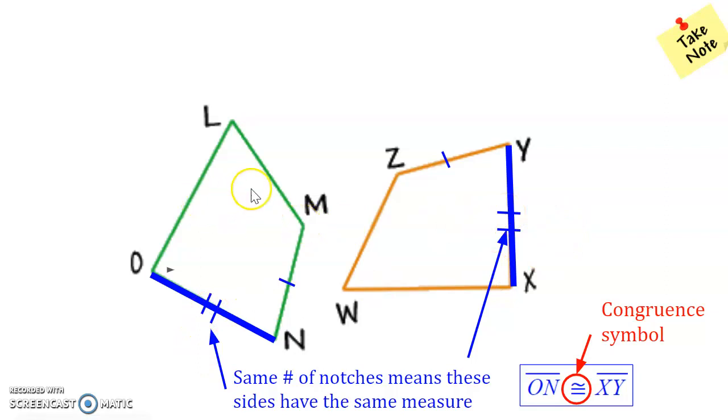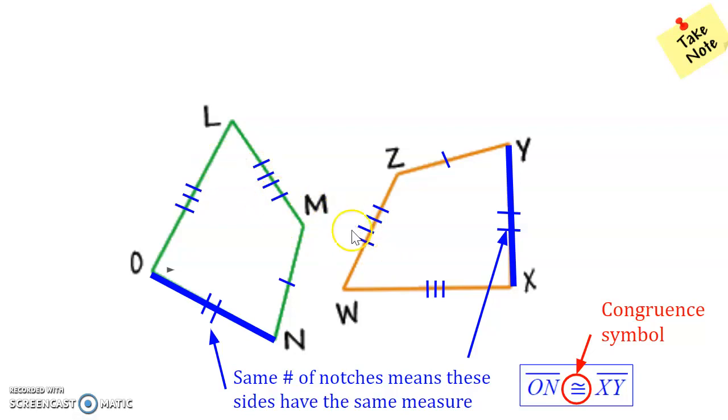Okay, so if I have three notches here, which is the side that should be corresponding to LO, it's this side. So we would have three notches here to indicate that this side and this side are congruent to each other. And finally, I would use four notches and four notches to say this side and this side are congruent to each other.